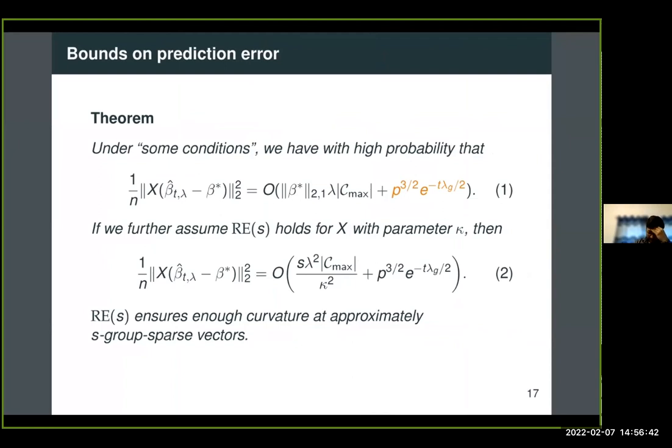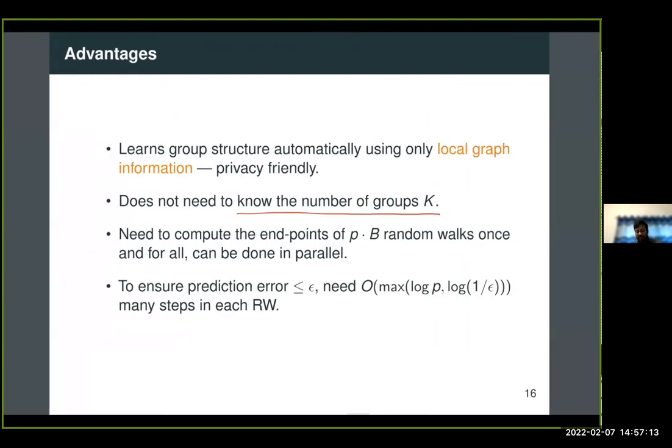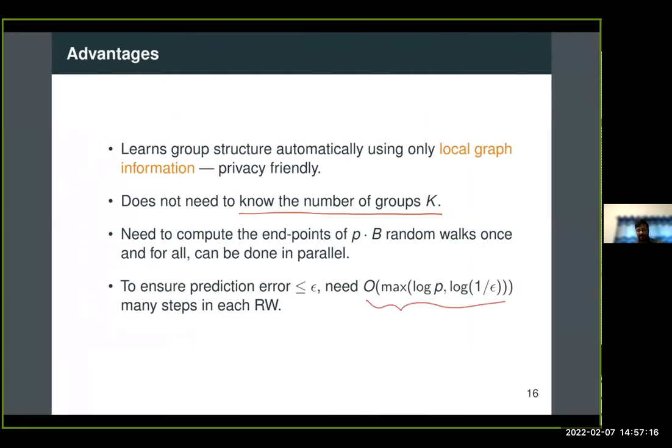Yeah, so I'll just say that under some suitable conditions, you can show that its prediction error matches the group lasso prediction error up to this approximation error. This is the error in estimating the group lasso penalty by our penalty. As you can see, if t goes to infinity, this goes to 0. In fact, this term is essentially what's giving you these bounds on the number of steps that you need in each random walk.